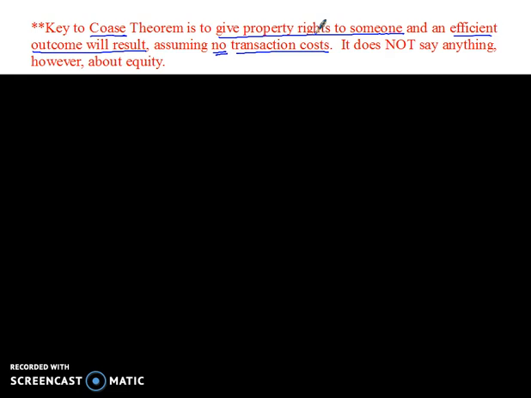But this all does not say anything about equity. It doesn't say anything about fairness. To whom should we give the private property rights? Coase did have a little bit of something to say about that, and I'll talk about that towards the end of the video. But it wasn't really an equity thing or a fairness thing that he was talking about. So I'll talk about both of those as we work through this idea.